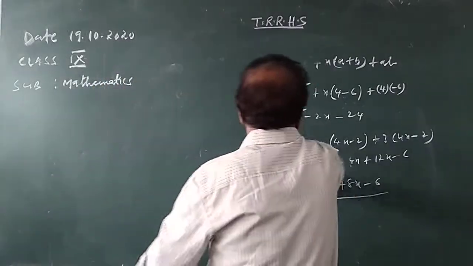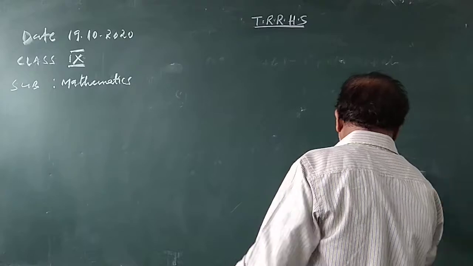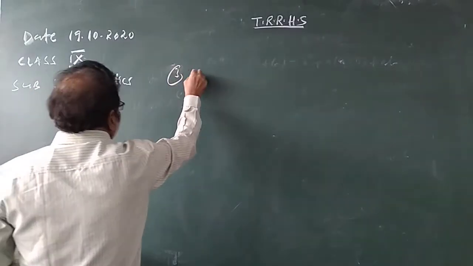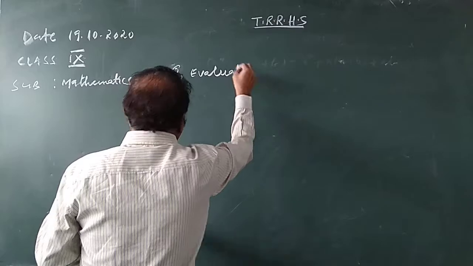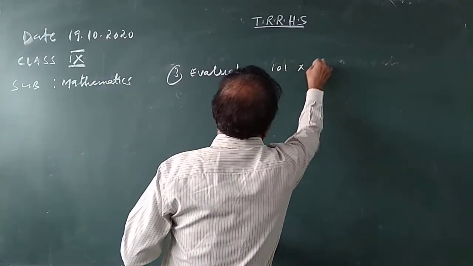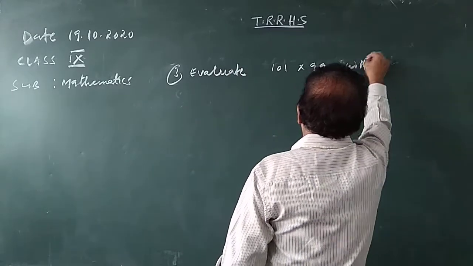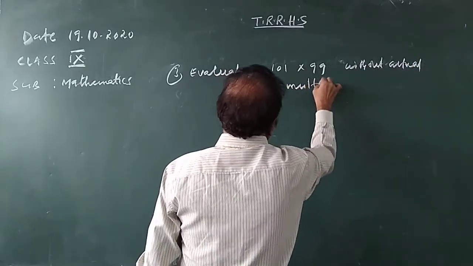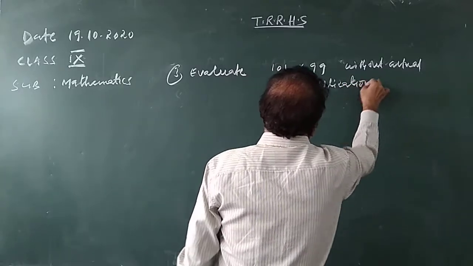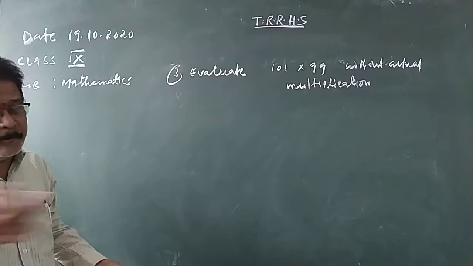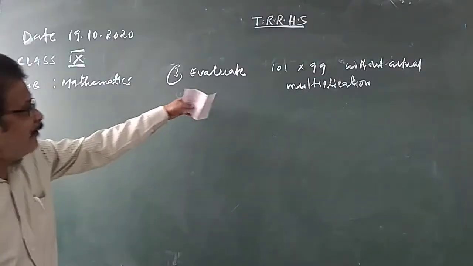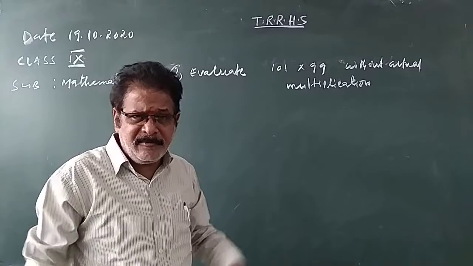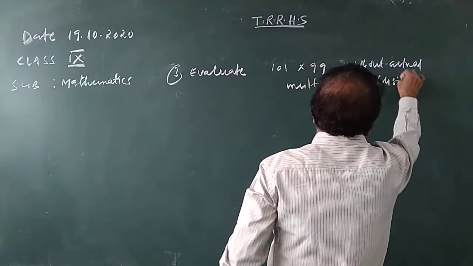One more model. Evaluate 101 into 99 without actual multiplication. Everyone can do 101 into 99 by general multiplication and get the product, but not that. Using identity. Evaluate 101 × 99 without actual multiplication, which means using an identity.